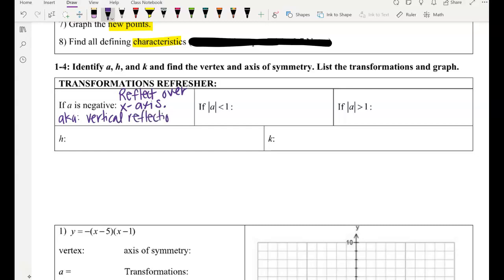A vertical reflection means it's up and down. So if it's reflecting over the x-axis, if it used to be opening upwards, it is now downward and vice versa. That's why it is aka vertical reflection. If the absolute value of A is less than 1, for example 1 half, 8 over 9, 3 fourths, those are all fractions less than 1, then you or I or anyone is going to have a vertical compression.